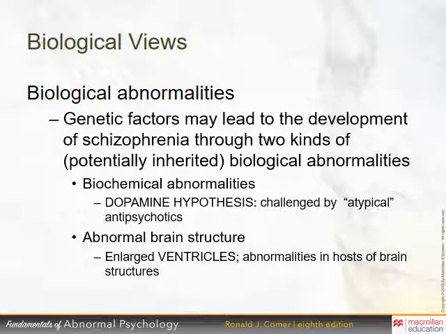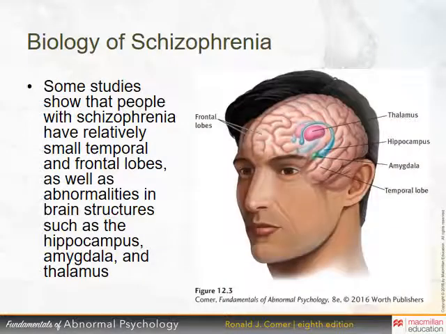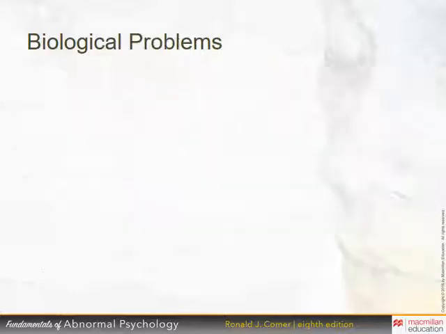So under biochemical abnormalities, the dopamine hypothesis has been challenged by atypical antipsychotics, which I'll talk about shortly. And then the abnormal brain structure: enlarged ventricles, so abnormalities in a host of brain structures. Some studies show that people with schizophrenia have relatively small temporal and frontal lobes, as well as abnormalities in brain structures such as the hippocampus, the amygdala, and the thalamus. As always, I'll just point out that we don't know which comes first here.